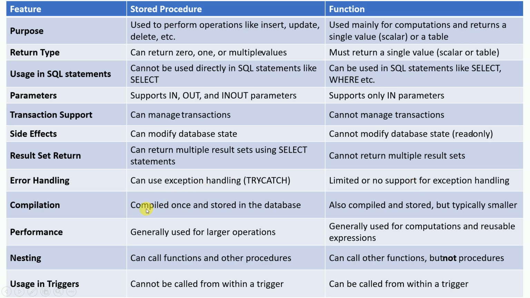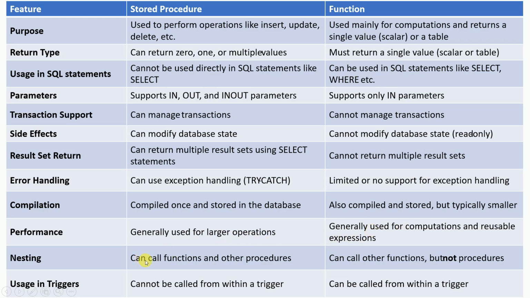The next difference is stored procedure are compiled and they are stored in a database, whereas functions are also compiled and stored but typically smaller. The next difference is stored procedure generally used for larger operations, whereas functions generally used for computation and reusable expressions.